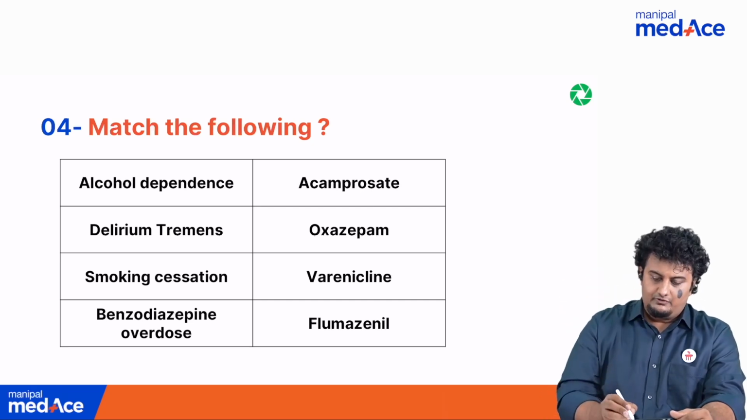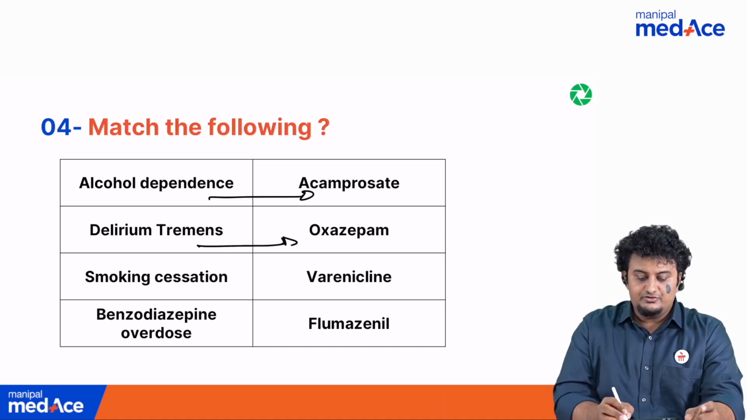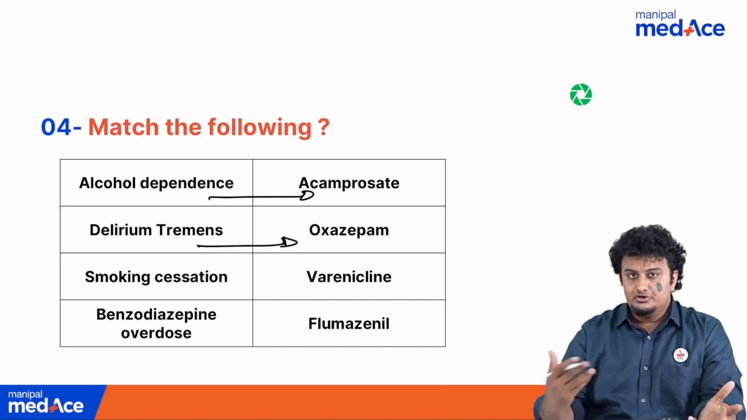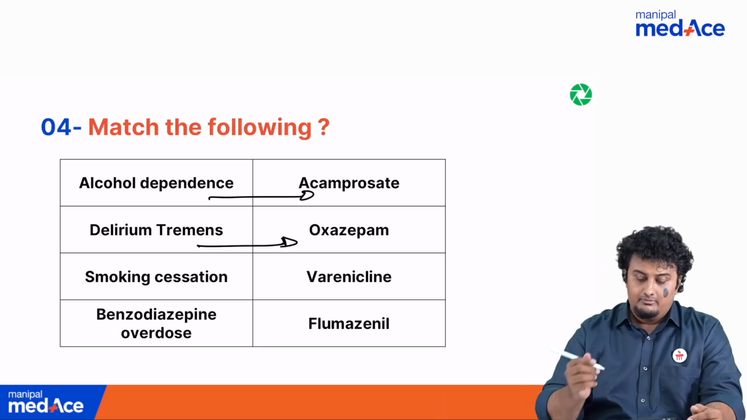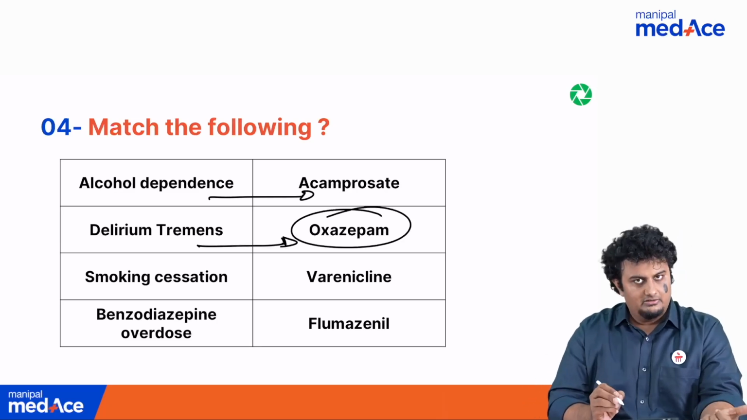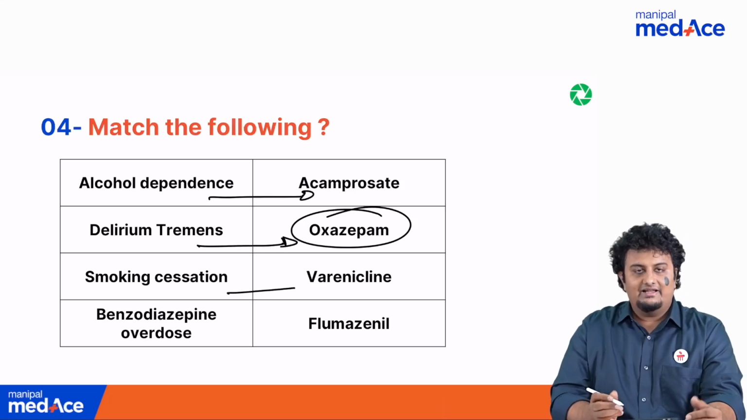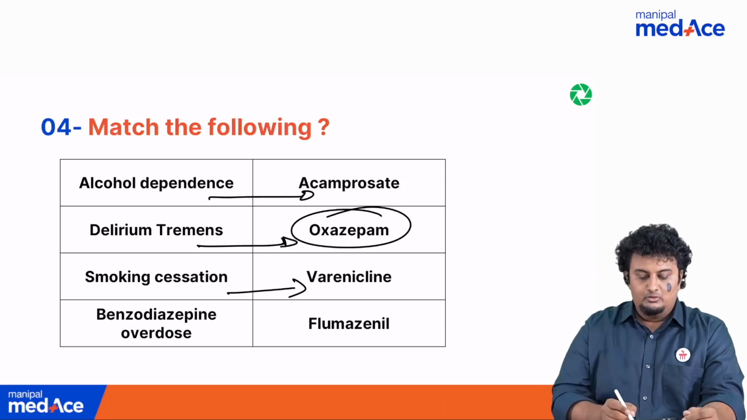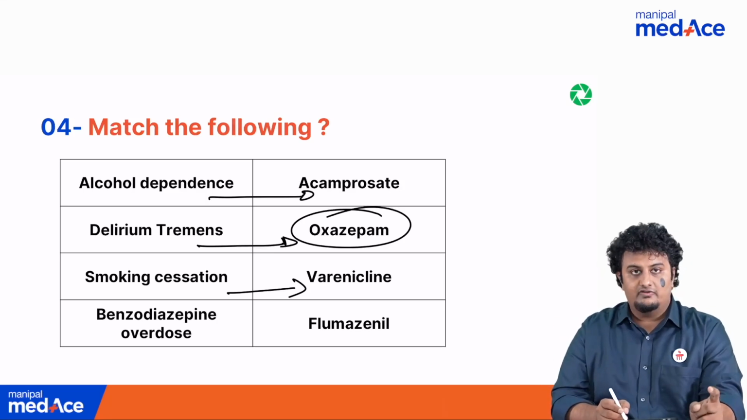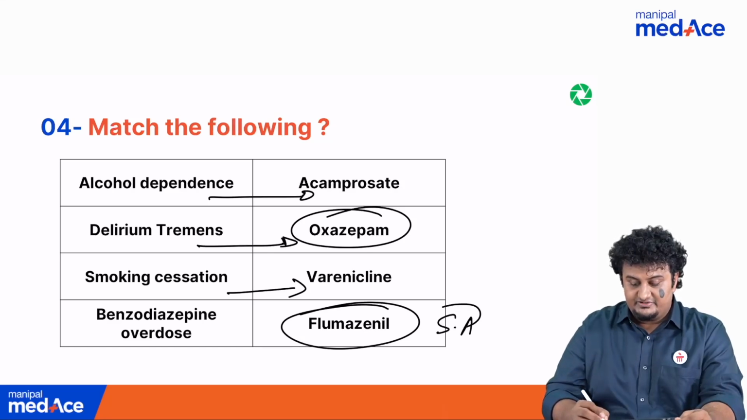So note over here, for alcohol dependence, you can give acamprosate. For delirium tremens, you'll usually give a benzodiazepine. Usually we say diazepam, or you can even give lorazepam, but yeah, you can give oxazepam as well. There's nothing wrong with that. For smoking cessation, yes, varenicline is used, but even if you didn't know this, you would have known definitely that benzodiazepine overdose is treated with flumazenil. This is a specific antidote, right?